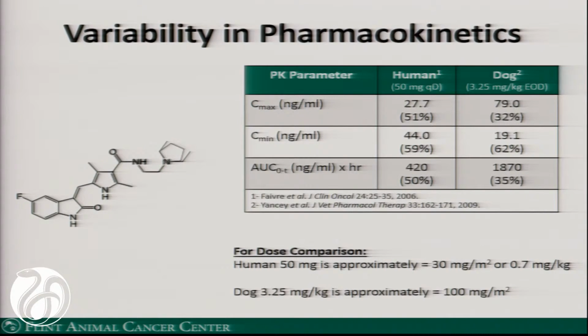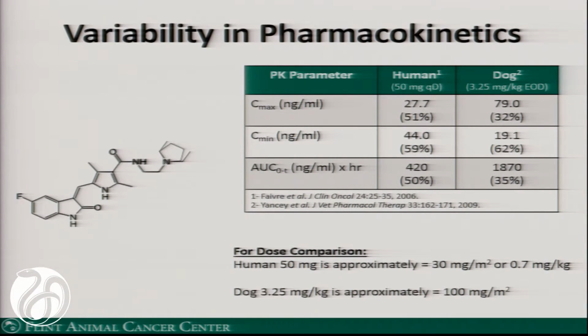If you look, and these are the MTDs established and the doses that went forward in people and in dogs, if you look here at the Cmax in humans given 50 mgs daily, it's about 27.7 nanograms per mil. Now the dose that went forward in the dog studies was 3.25 mgs per kg every other day. If I do an on-the-napkin conversion, this is about 100 mgs per meter squared, so about 3 times bigger than the human dose, as you can see reflected directly in the exposure.